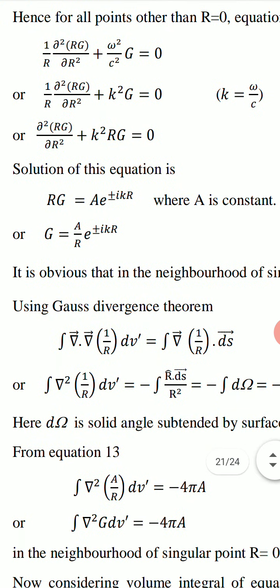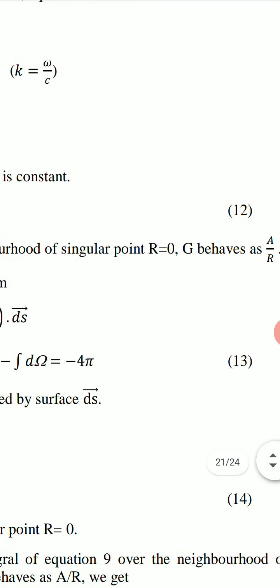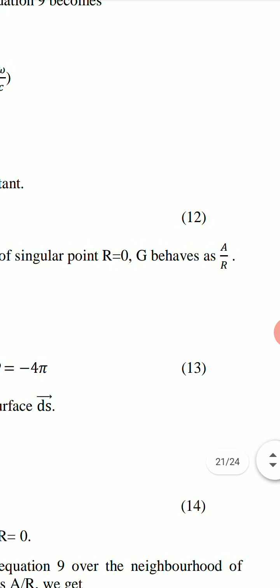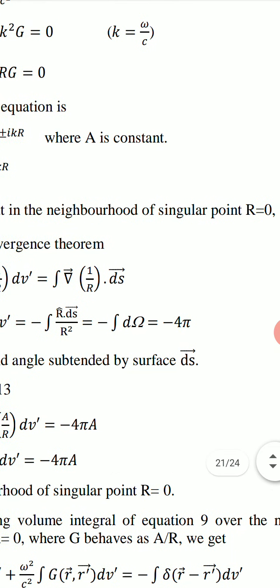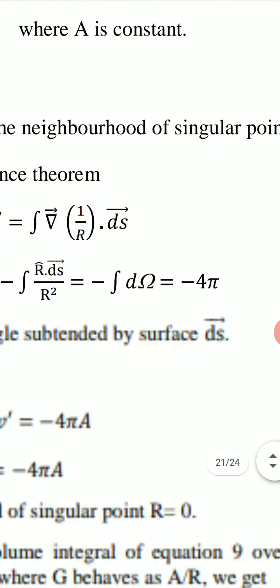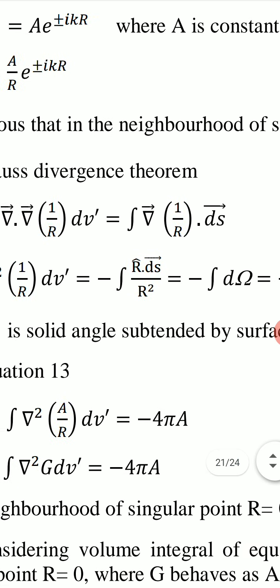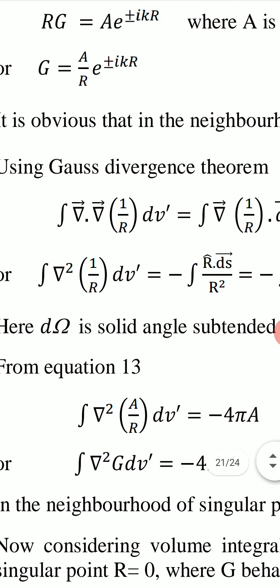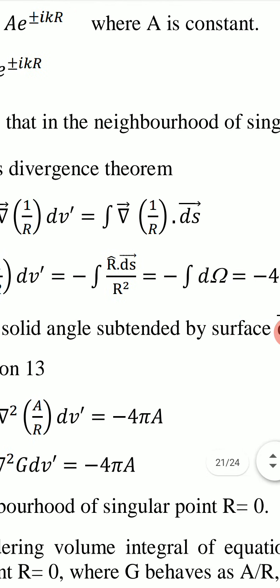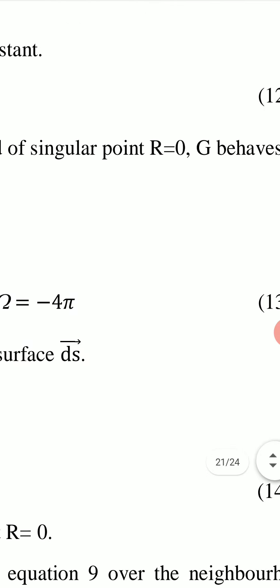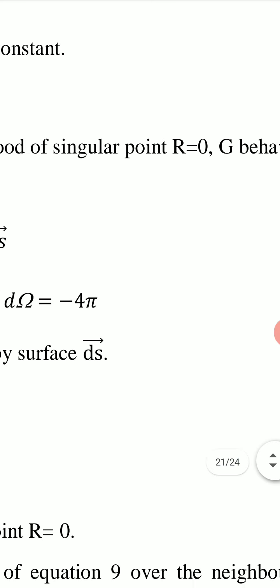It is obvious that in the neighborhood of singular point r equal to 0, g behaves as a upon r. In the neighborhood of singular point r equal to 0, if we put r equal to 0 in this equation, e to the power 0 becomes 1 and g becomes equal to a upon r. So in the neighborhood of singular point r equal to 0, g behaves as a upon r.